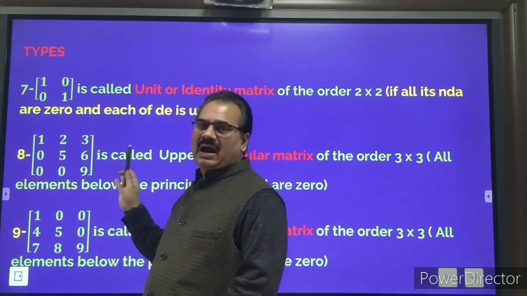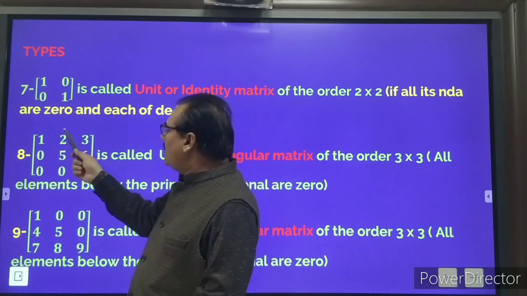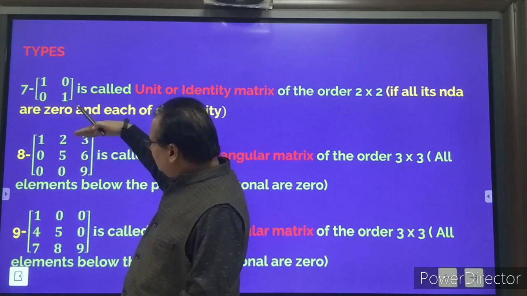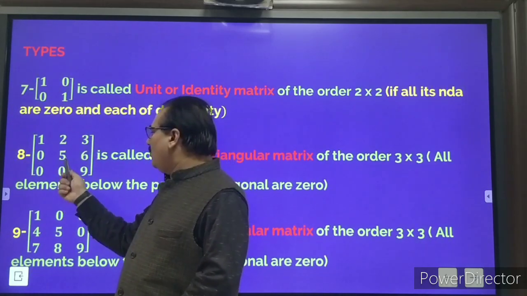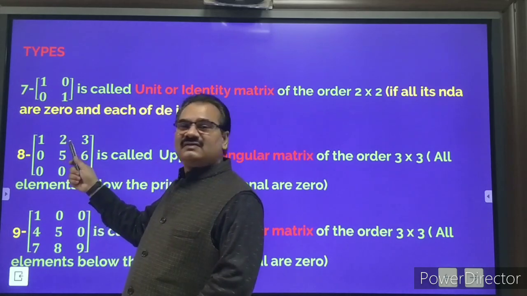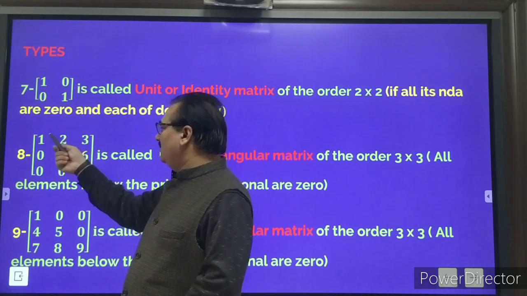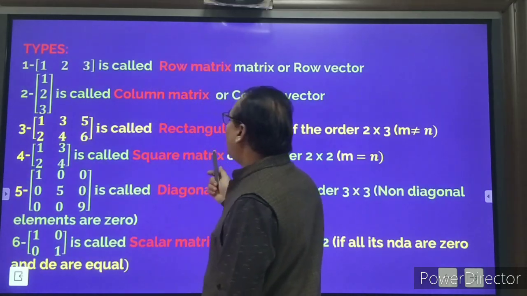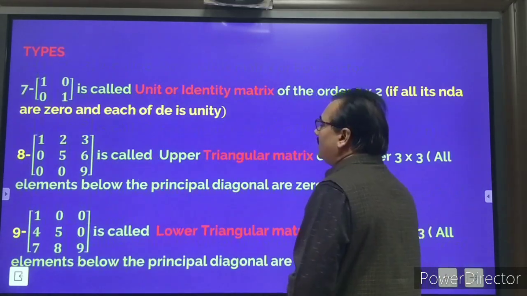Just look very closely: all the row 1 elements are present. It means this is the base. In the second row only 2 elements, and in the third row only the last. It means there is a kind of triangle. You look, this is the base and this is the triangle, this is the vertex. It means this is called upper triangular. That is called the upper triangular matrix.